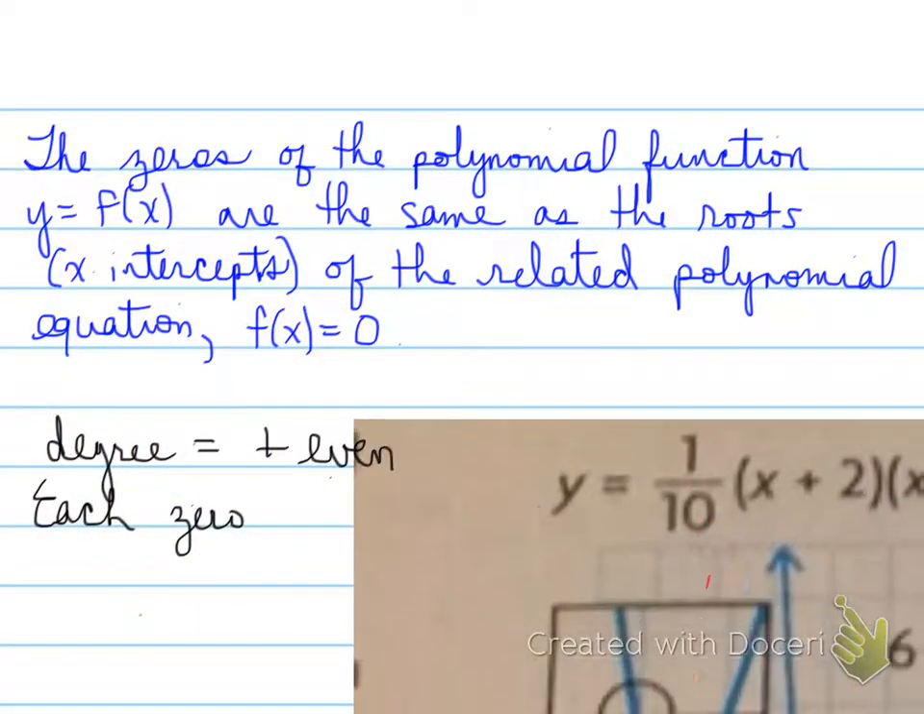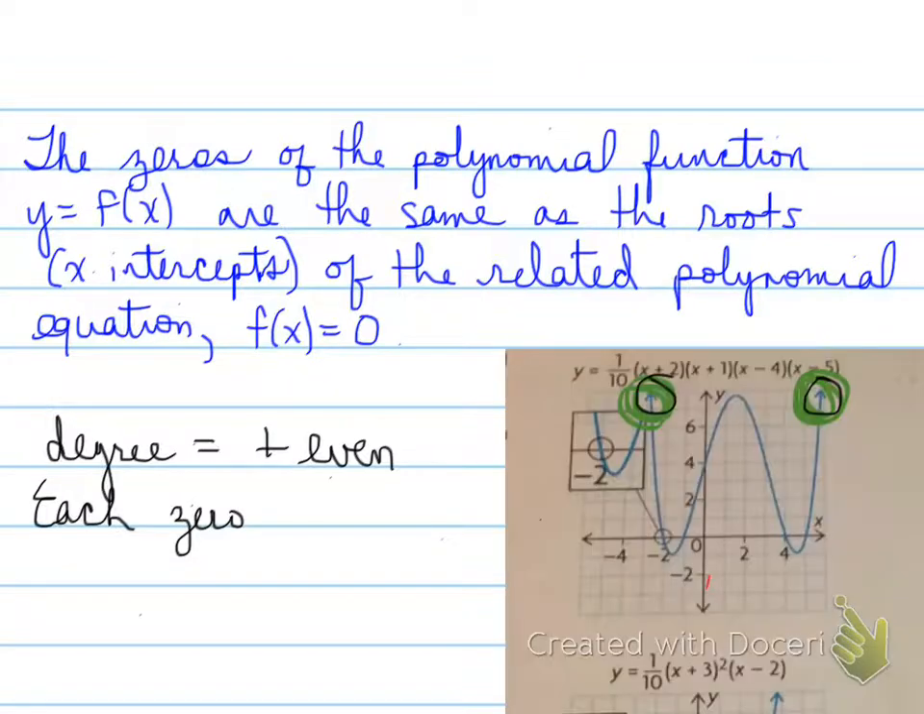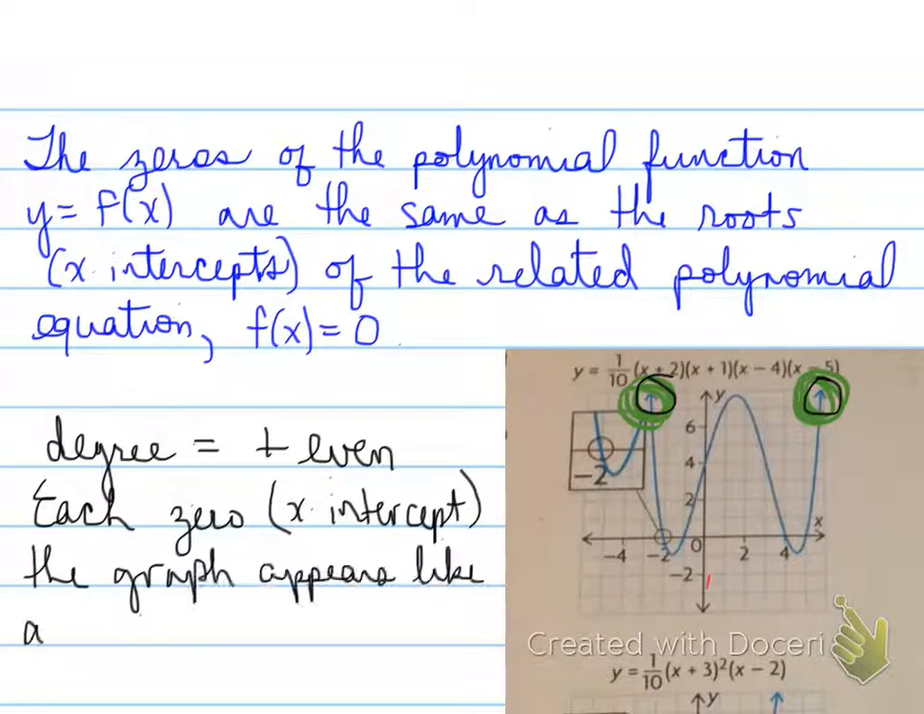So what this means is that each of these zeros would have an order of 1. Each zero's x-intercept has order 1, because each of those x-intercepts looks like a line if we were to do a close-up of it. So let's look at another example.